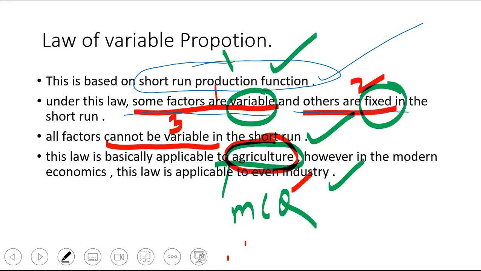Now answer my question. The law of variable proportion is based on dash production function. I am allowing you to unmute.